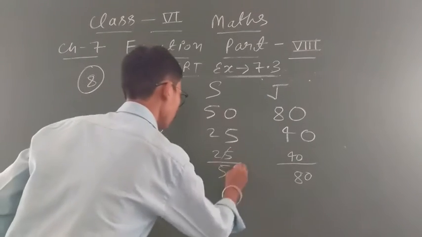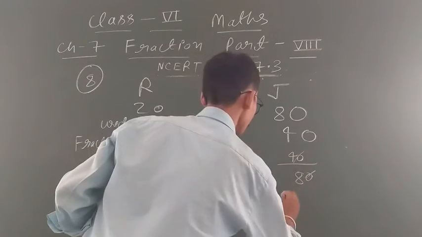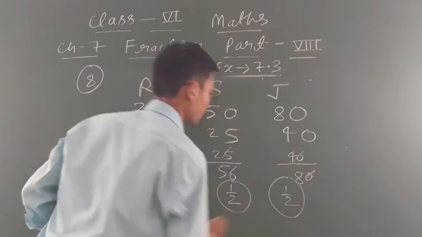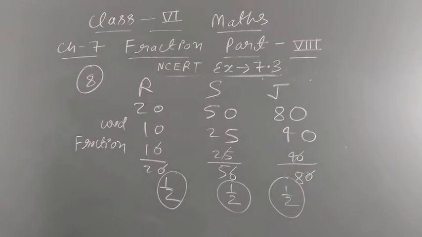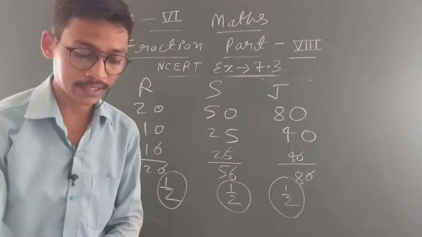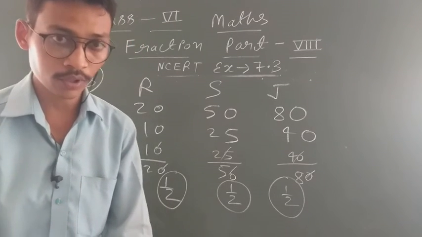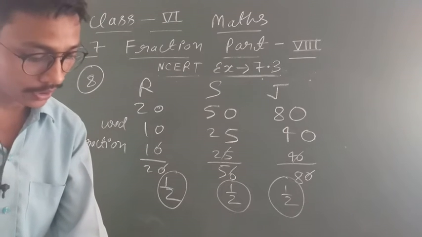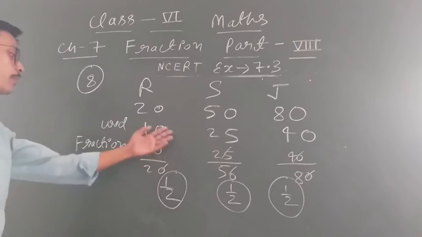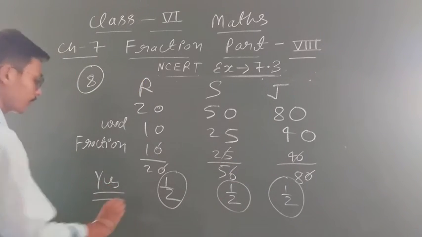It will come 1 upon 2 because 25 2s are 50, and this will also come 1 upon 2. So see, student, this fraction is 1 upon 2, 1 upon 2, and 1 upon 2. Okay. Now what is the requirement of the question, student? What is given in the question? It is asked to check whether each has used an equal fraction of their pencils. So when you solve the question, you will find that the fractions are equal, because 1 upon 2, 1 upon 2, 1 upon 2. You will write yes, the fractions are equal.